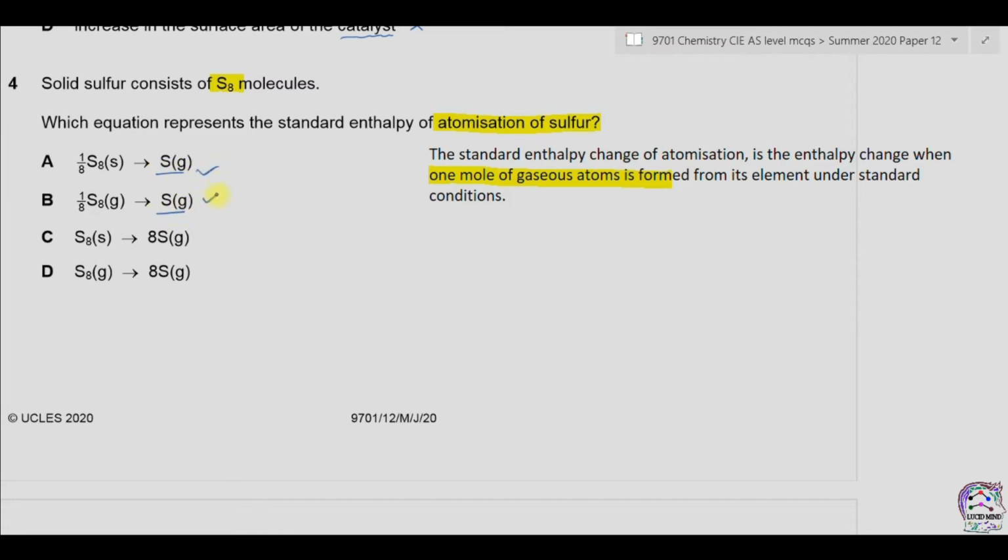So this is 1 mole, this is 1 mole, this is 8 moles, this is also 8 moles. The second part of the definition says that it is formed from its element under standard conditions. So we know that in standard conditions, sulfur is present in solid form as compared to the gaseous form. So therefore the answer is part A.